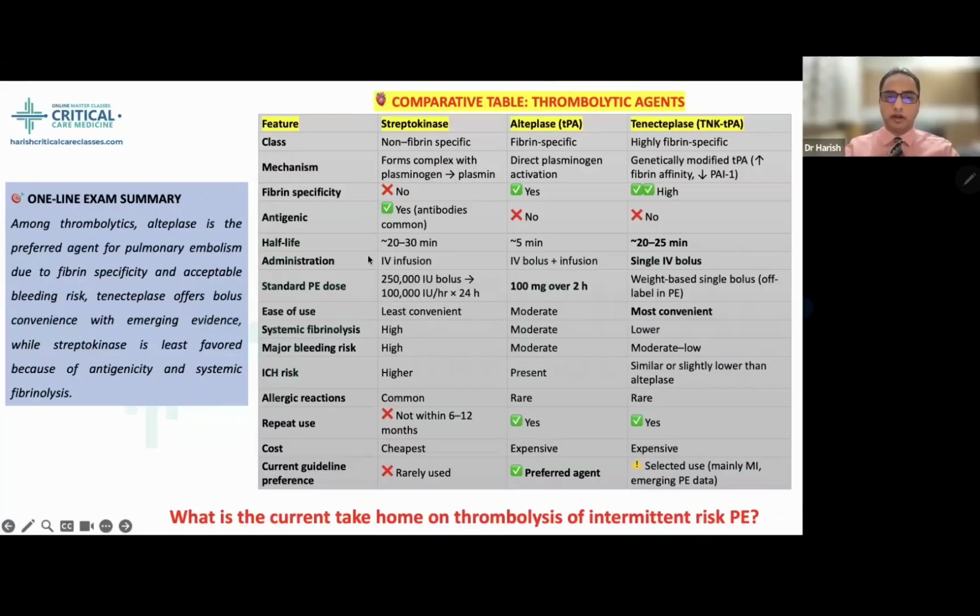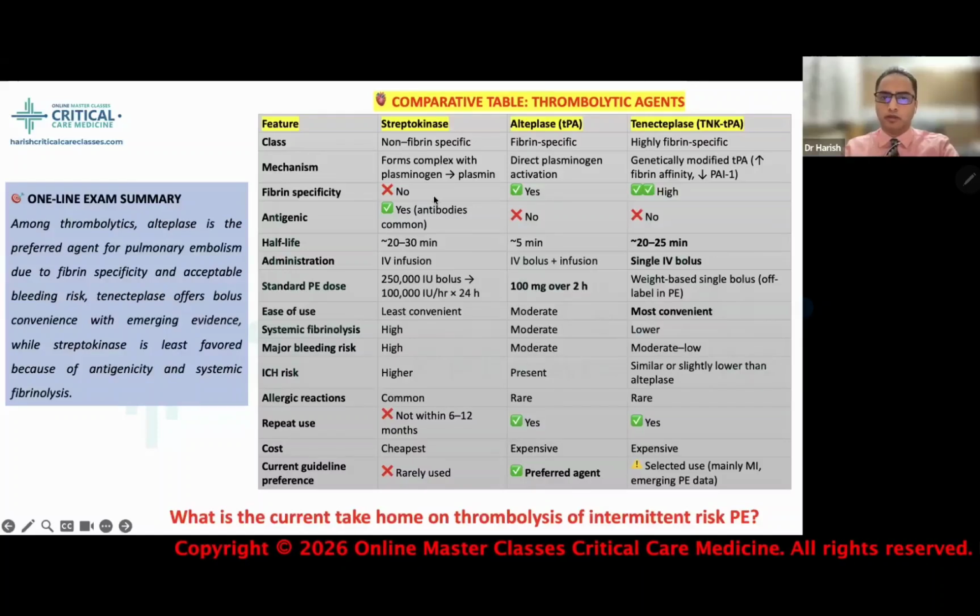tenecteplase. Remember the standard dosage of streptokinase: we give a 250,000 international units bolus, followed by 1 lakh international units per hour, as a 24-hour infusion. That is for streptokinase. So these are some of the comparative data.